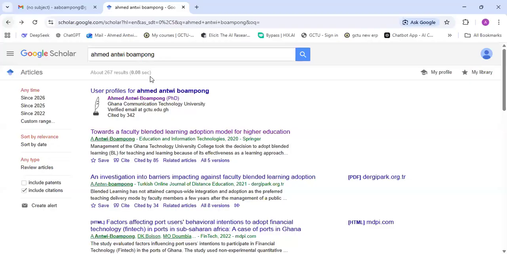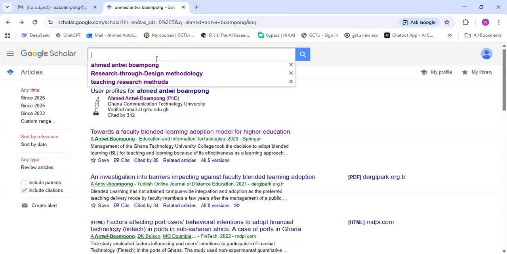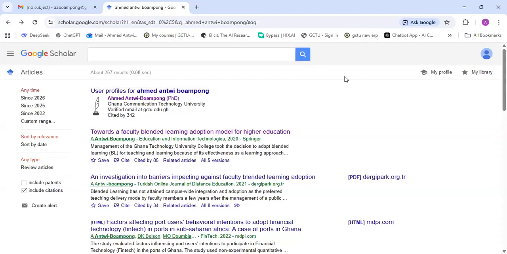Let me stop sharing. And so I took you to here. All right. Okay. So one of the very important databases where we can find our sources is what? Google Scholar. How many of you have come across Google Scholar? Have you come across Google Scholar?